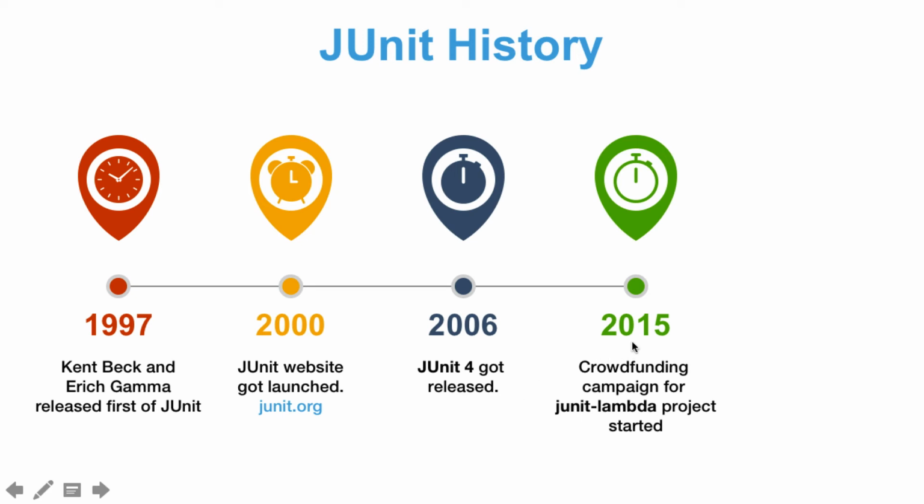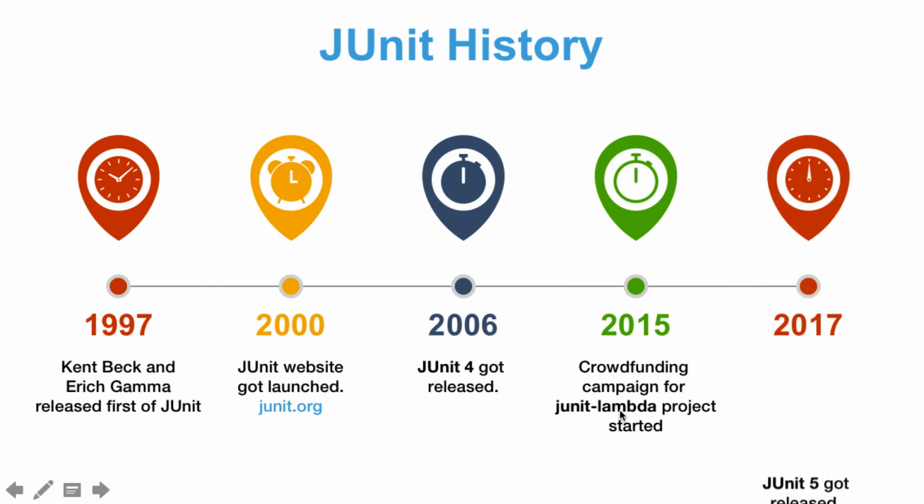Until the year 2015, when developers found a few limitations with JUnit 4. So a few of the developers launched a crowdfunding campaign for the JUnit Lambda project. The name of the project was JUnit Lambda because it had support for Lambda expressions. And finally in the year 2017, JUnit 5 was released. The JUnit Lambda, after a few development cycles, was launched as JUnit 5.